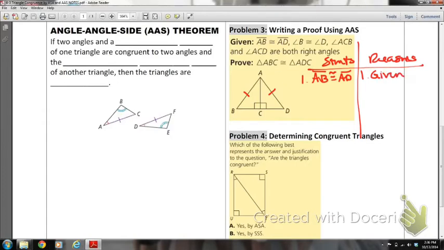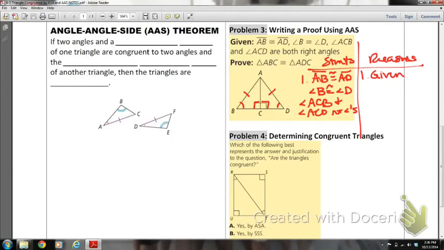We're also given that angle B is congruent to angle D. That's also given. And we're given that angle ACB and angle ACD are right angles. So that's all the information that we're given.